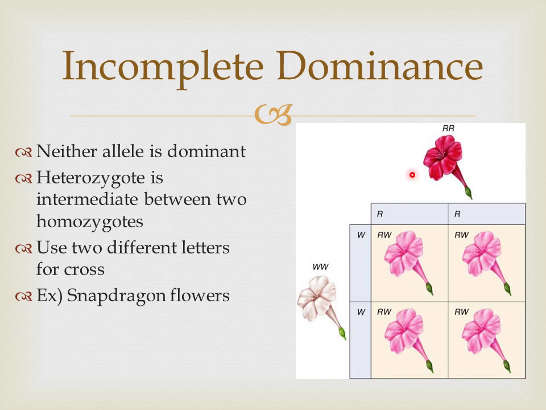Snapdragon flowers are an example. If you start out with a red flower, cross with a white flower, in this case you get pink flowers because pink is the intermediate between white and red.